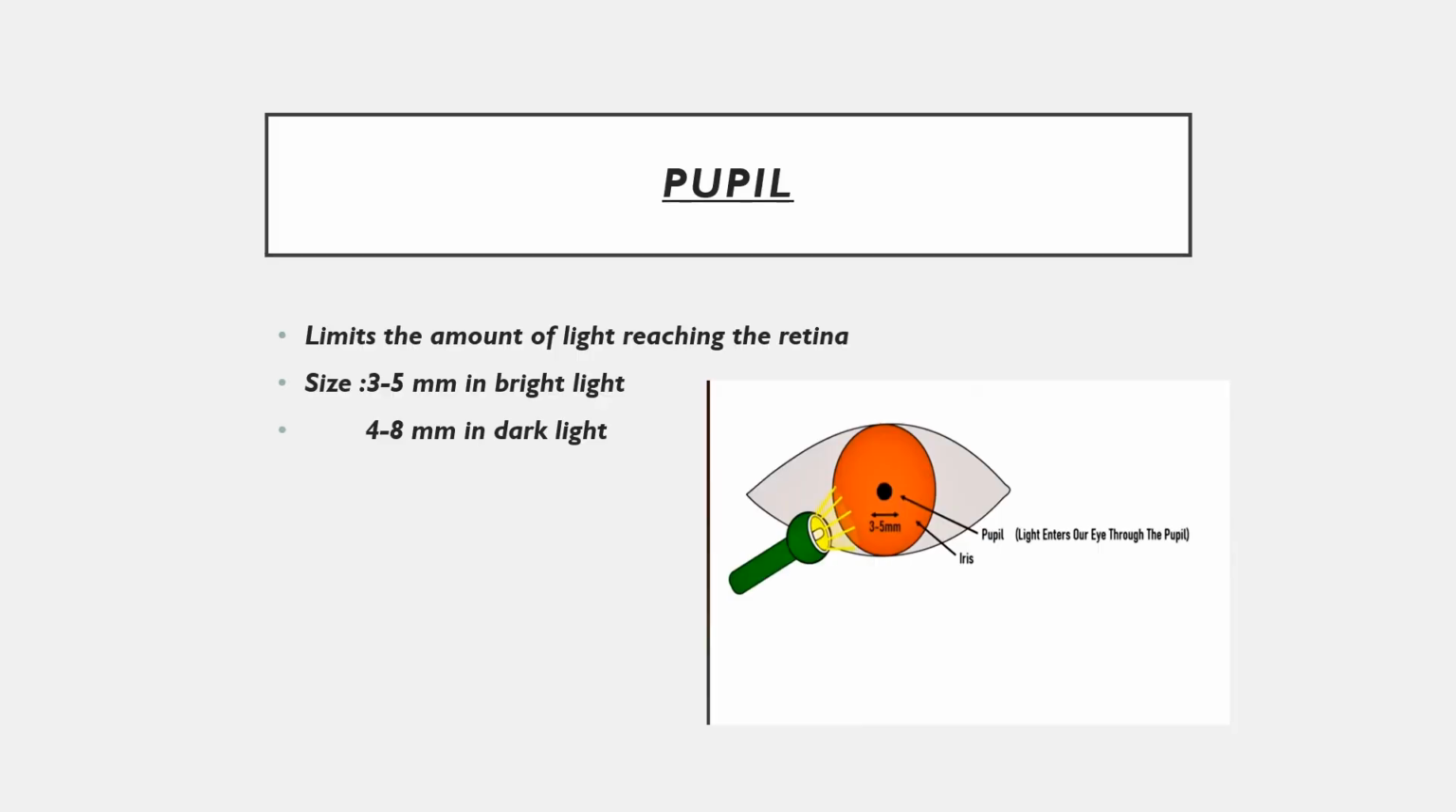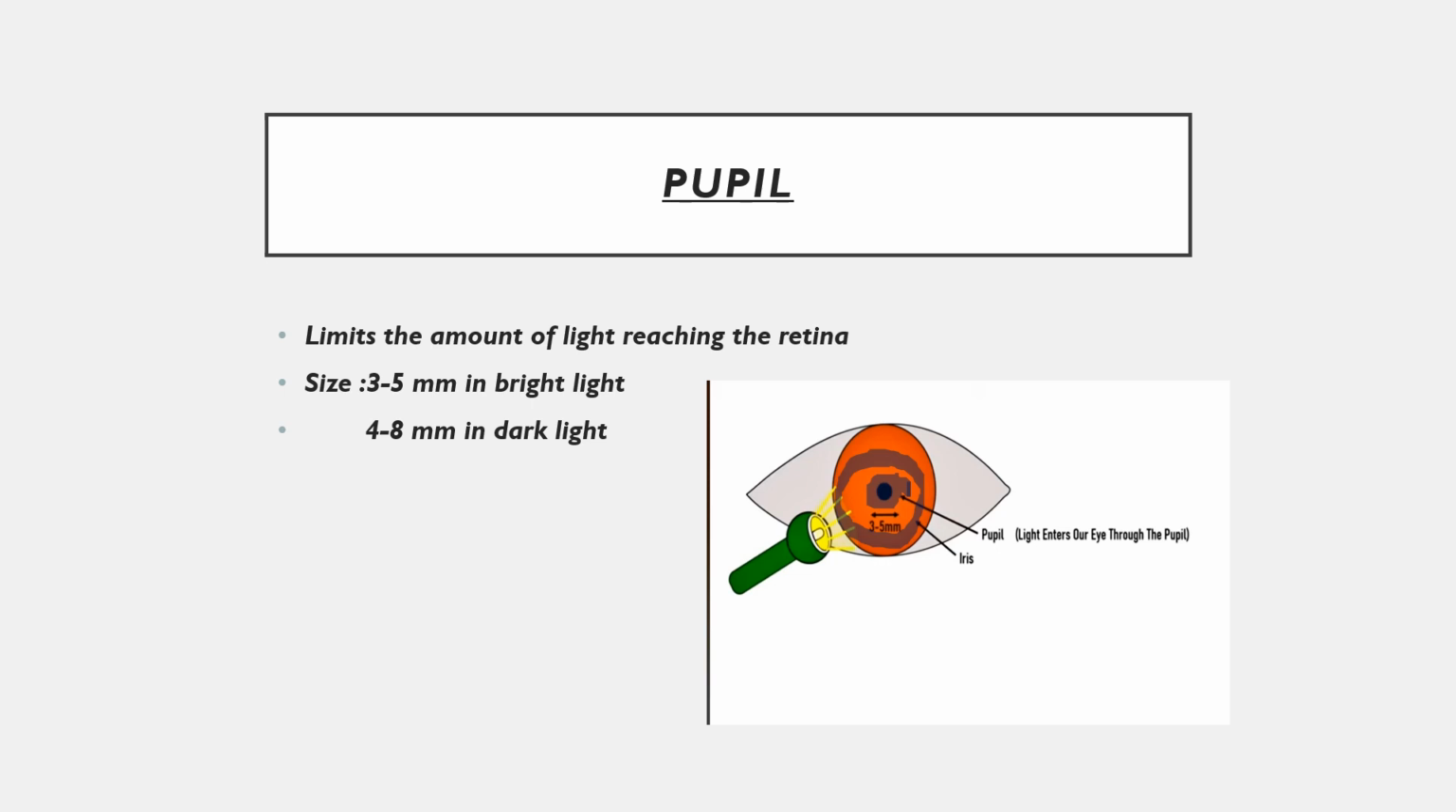Pupillary reflexes. Today we will be talking about the pupillary reflexes, how the reflex is happening in the pupil. If you observe the pupil, this is the pupil, that small opening, the black dot, and this is the iris. The iris restricts the amount of light that is reaching the retina, and the pupil limits the amount of light that is reaching the retina.